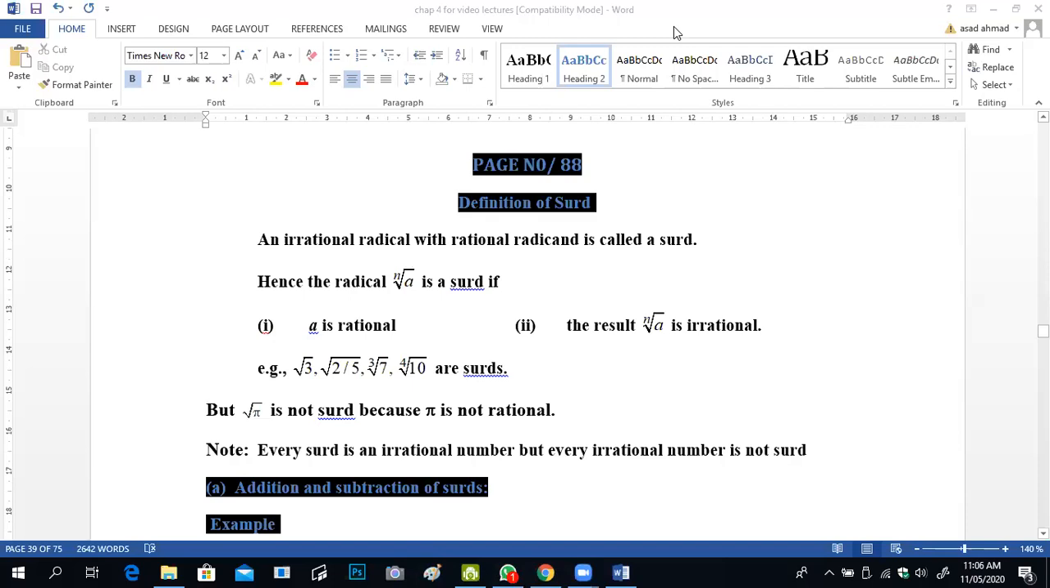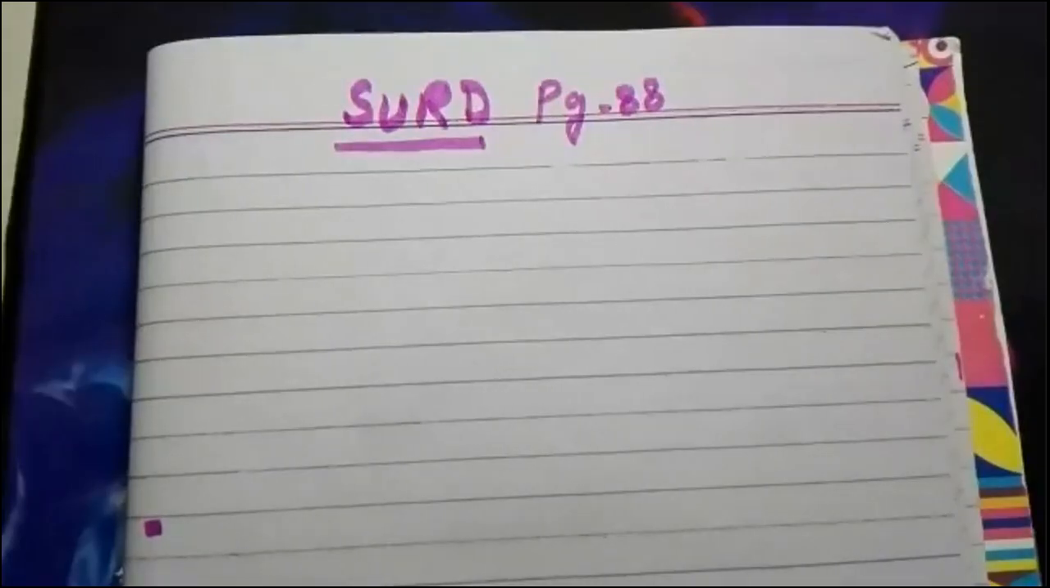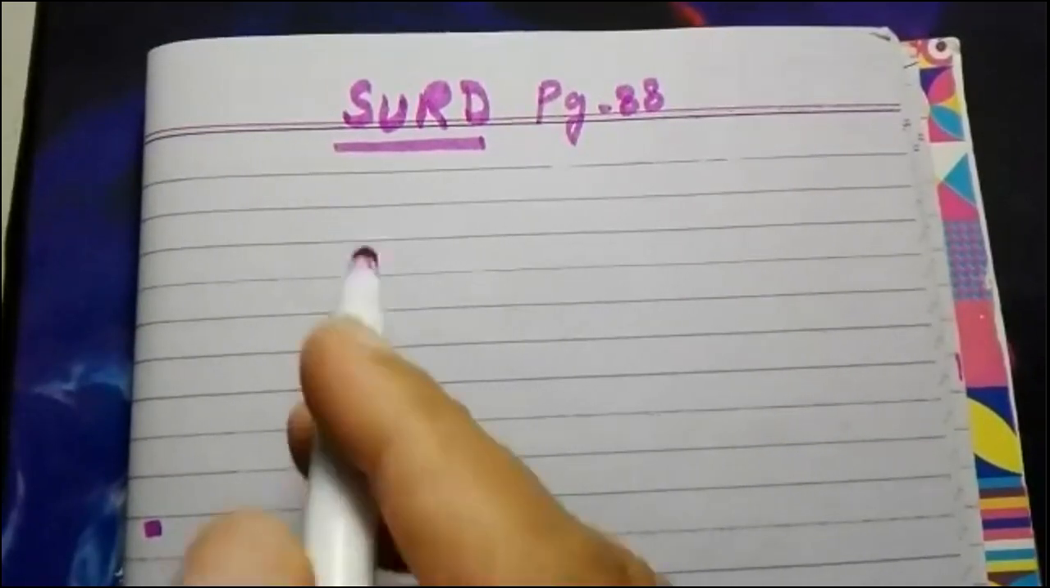Two students are entering into the classroom, so I'm giving them permission as well. I hope that you can see on this page. I want to tell you two words.